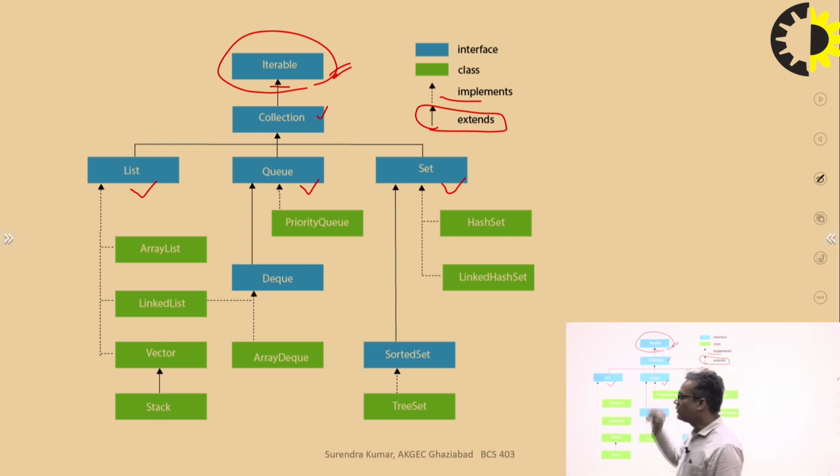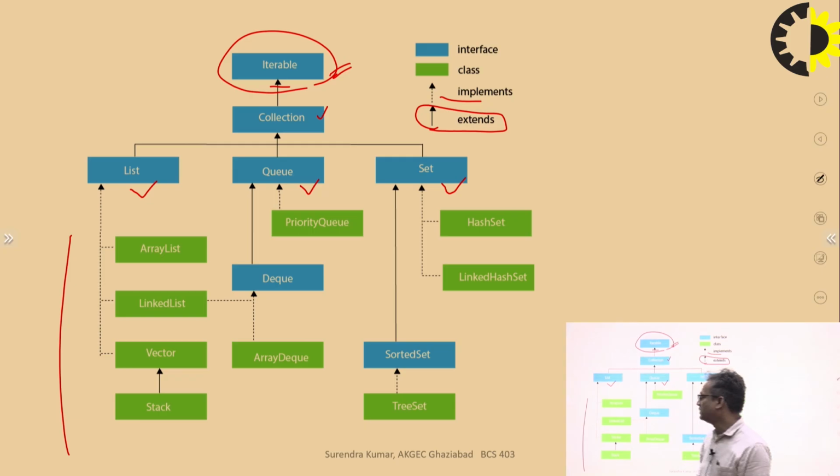So if we go with the list, we have these four different kinds of classes with the list interface. That means the array list class implements the list interface, the linked list class implements the list interface, vector implements the list interface, and stack extends the class vector.